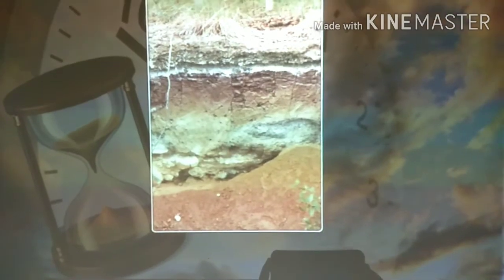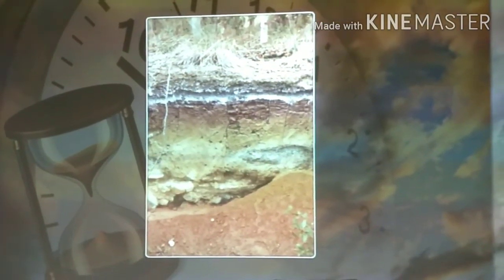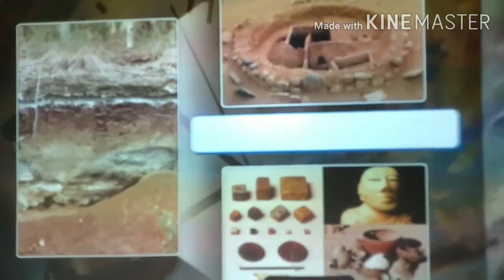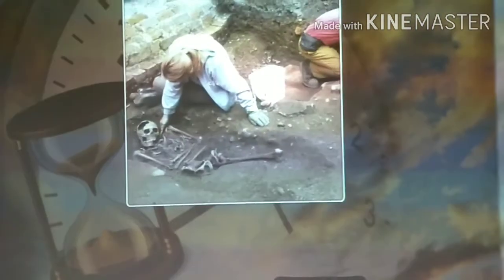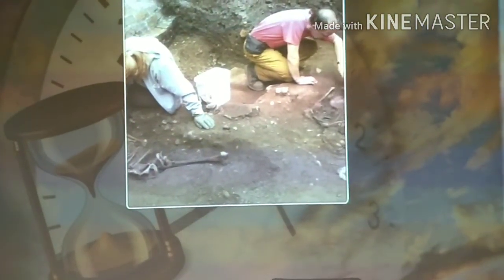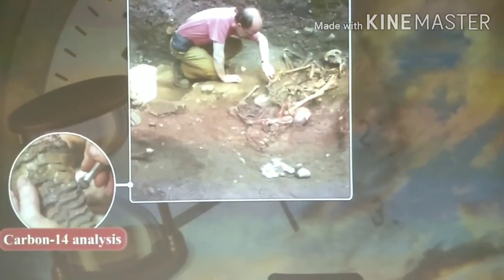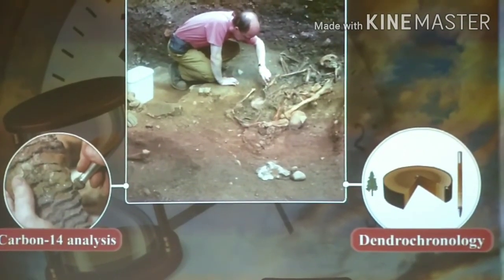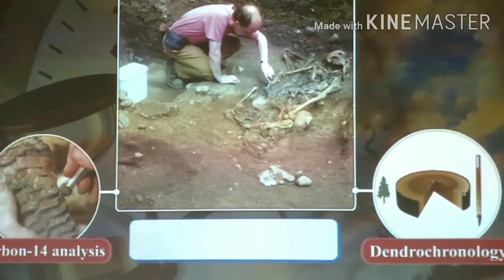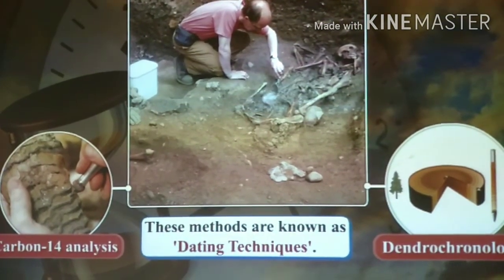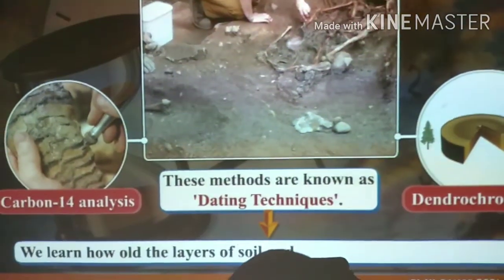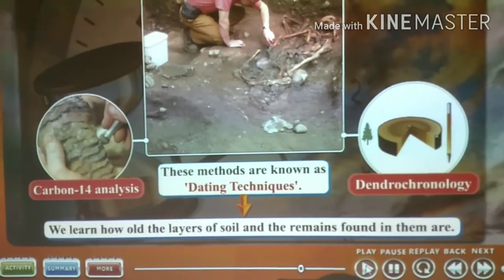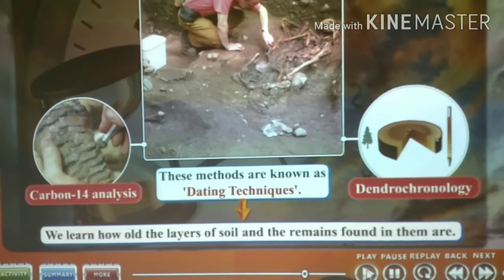There are many layers of soil deposited one above the other under the surface of the ground. The period of these layers and of the remains found in them cannot be stated definitely in terms of days. However, a rough estimate of how many years ago they existed can certainly be made using scientific methods such as carbon-14 analysis, tree rings analysis, which is called dendrochronology, etc. These methods are known as dating techniques. By using these dating techniques, we learn how old the layers of soil and the remains found in them are. Then we can determine their period approximately.